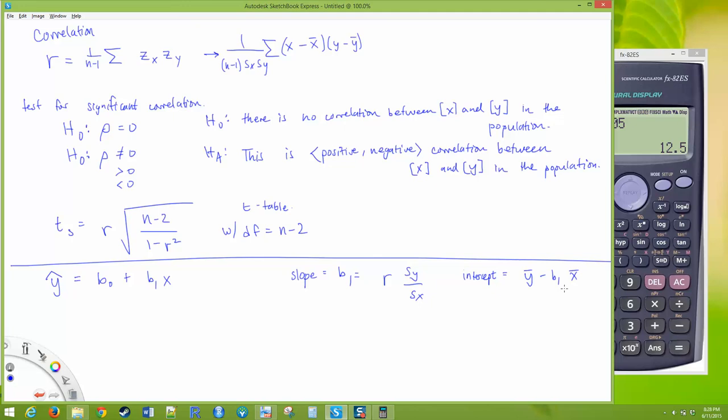Yeah, I should just verify that. See, every textbook uses different letters. So this one uses B0 and B1, and the other textbook I teach uses A and B, but the slope and the intercept always will have this. At least for what we call the ordinary least squares, OLS regression line.